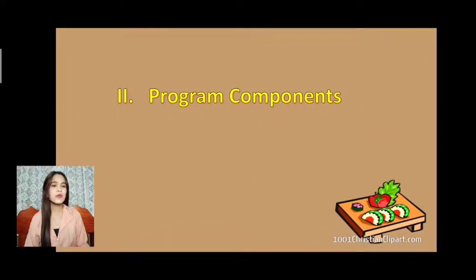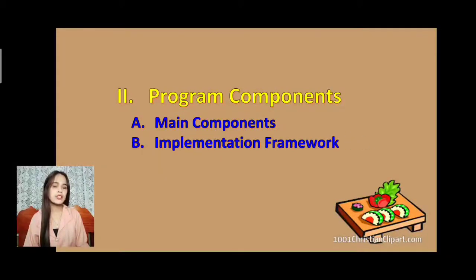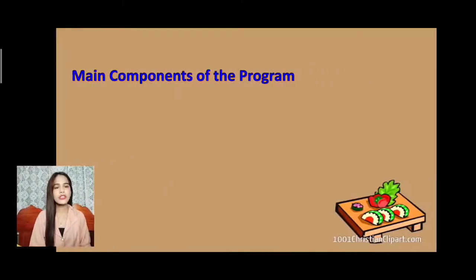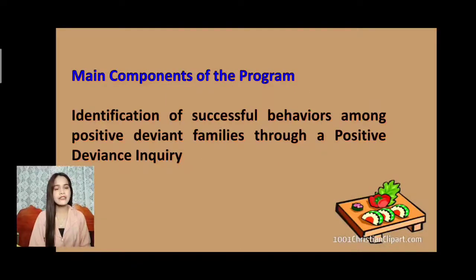Next, we will tackle the program components, which are composed of A. Main components, B. Implementation framework, and the criteria for site selection. Now, what are the main components of the program? First, we have the identification of successful behaviors among positive deviant families through a positive deviance inquiry.